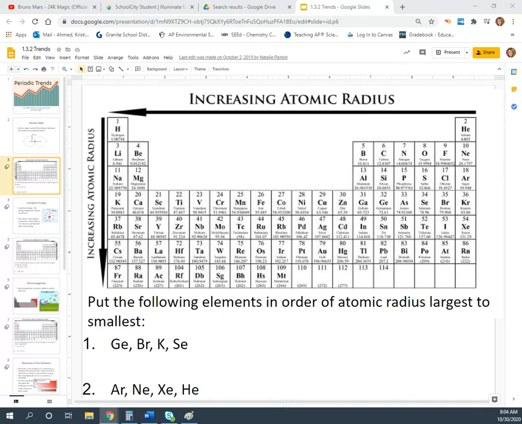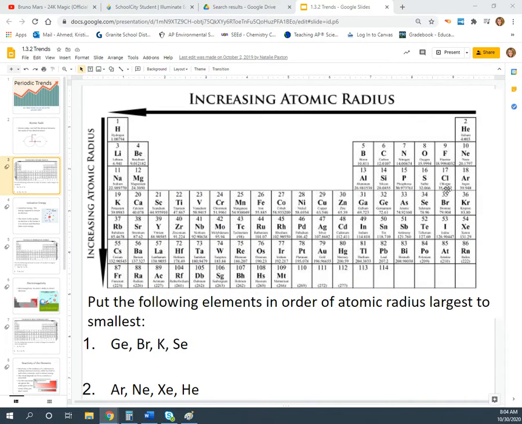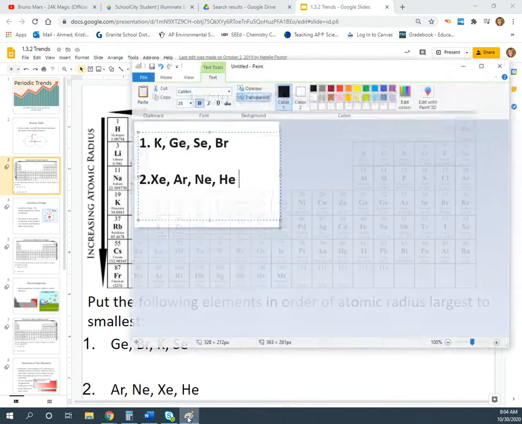All right, so let's check your answers to see if you got the right answers here. Number 1, our largest atom is potassium because it's furthest to the left. Our next largest atom is germanium, followed by selenium, and bromine because bromine is the furthest to the right. So if we put those in order, potassium's the largest, followed by germanium, selenium, and bromine because that's order of increasing atomic radius, largest to smallest. Okay, now let's look at number 2.